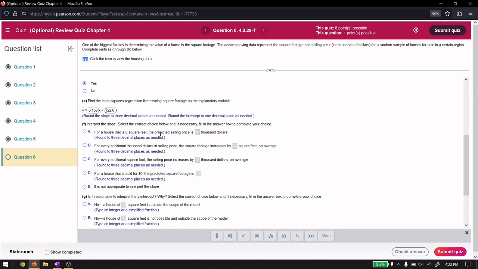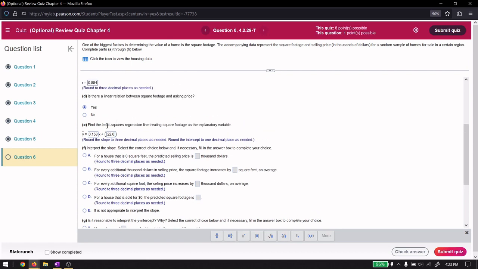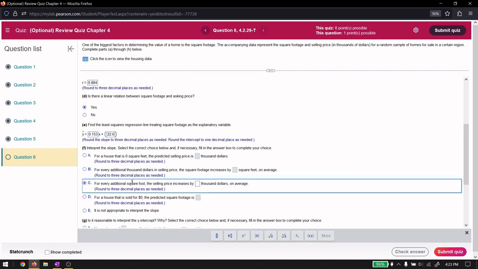Okay, interpret the slope. So once again, slope is y over x. Y is selling price, x is square footage. So it's going to be thousands of dollars of selling price per square foot. So for every additional square foot, the selling price increases by $0.153 thousand, or in other words, $153 on average.